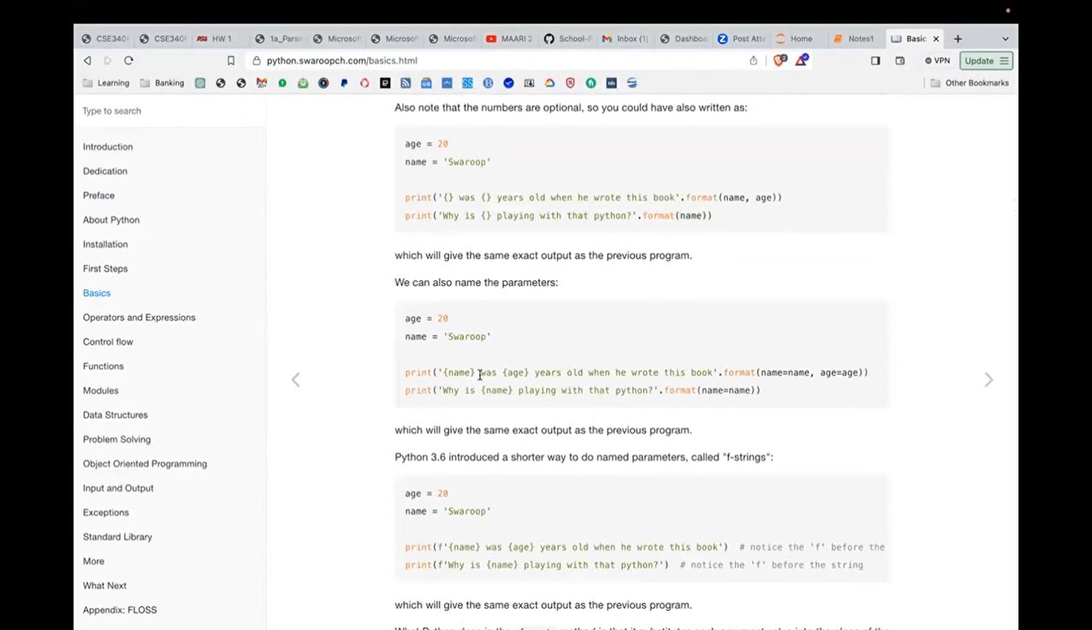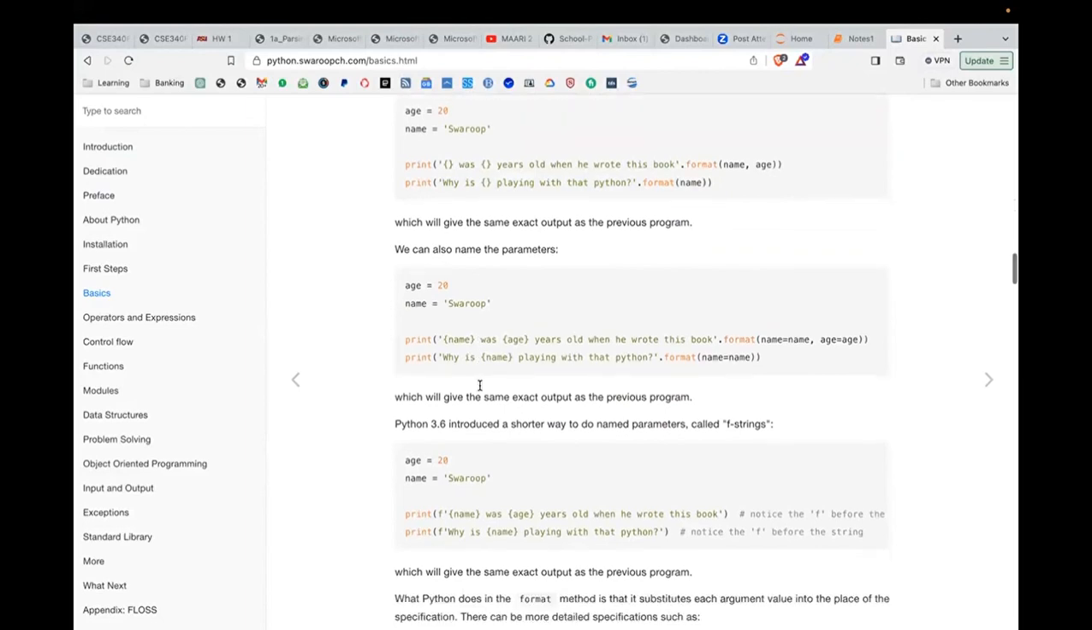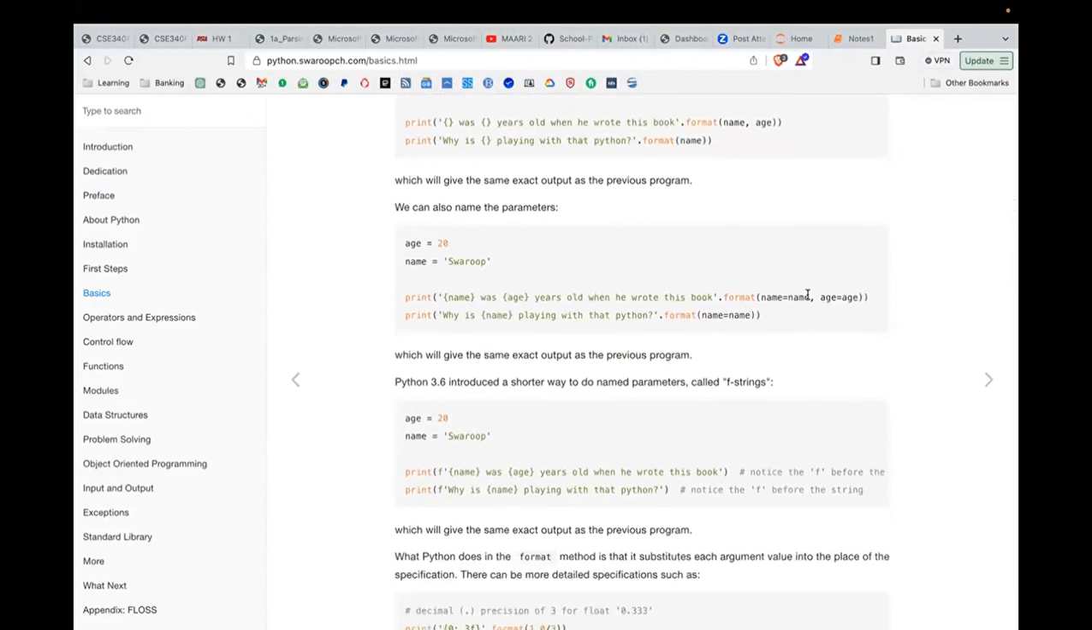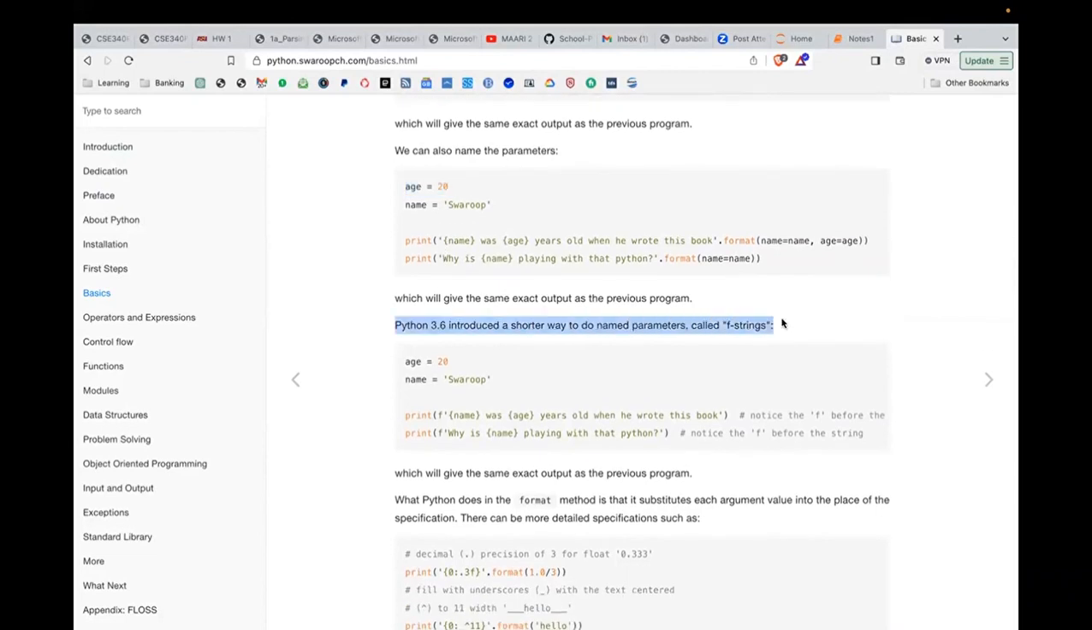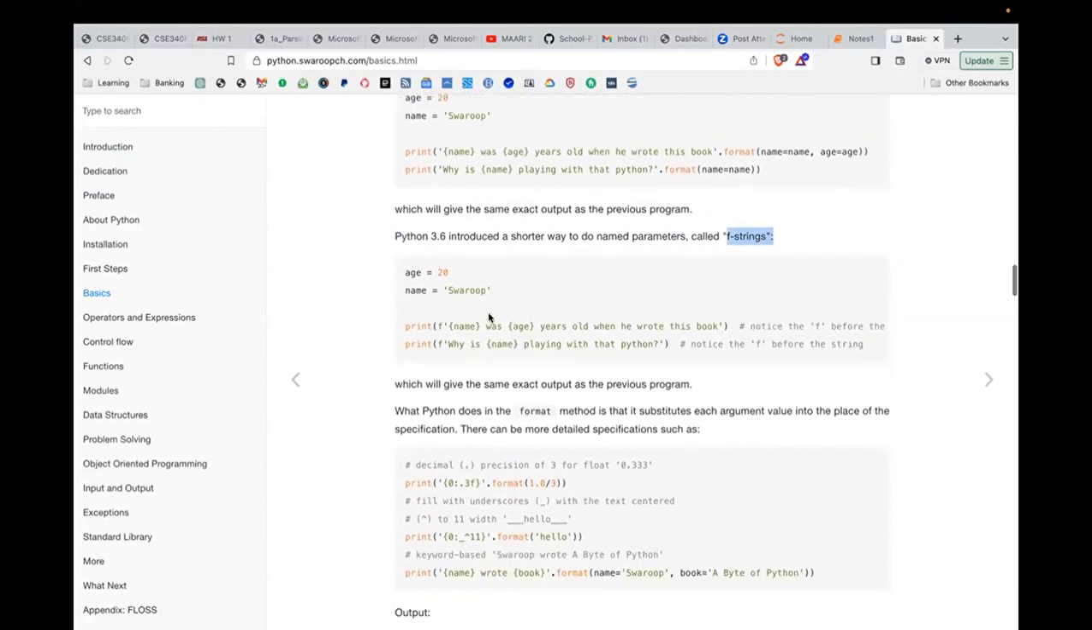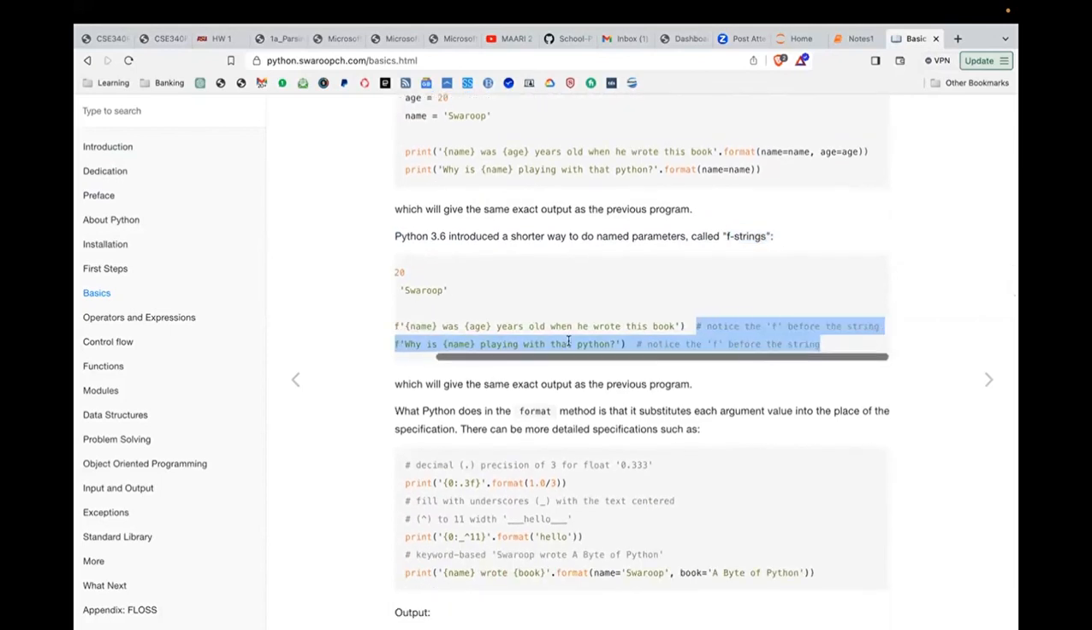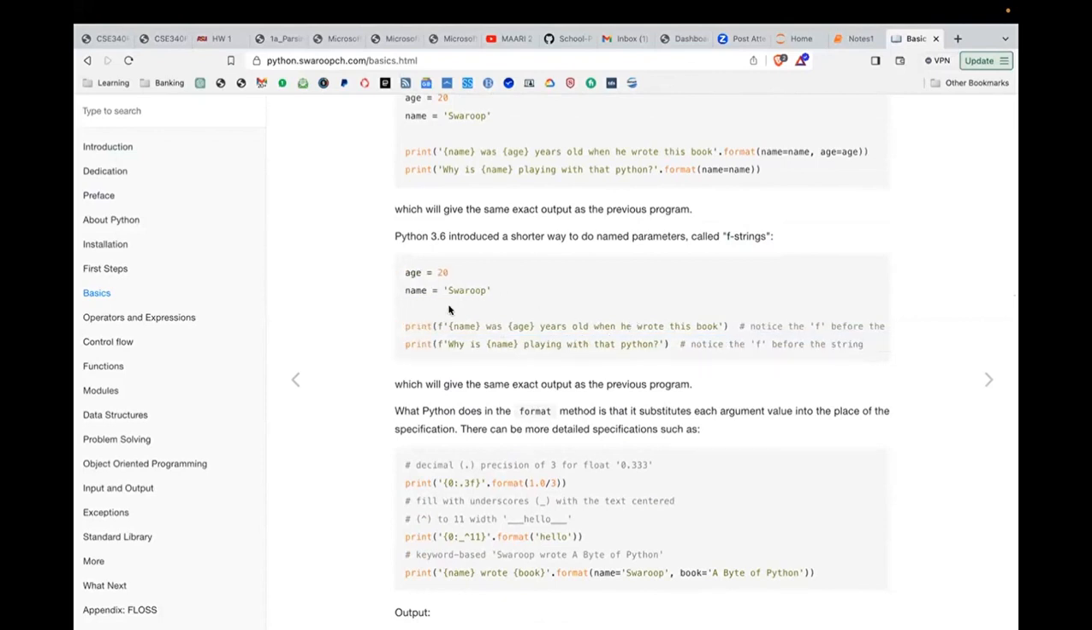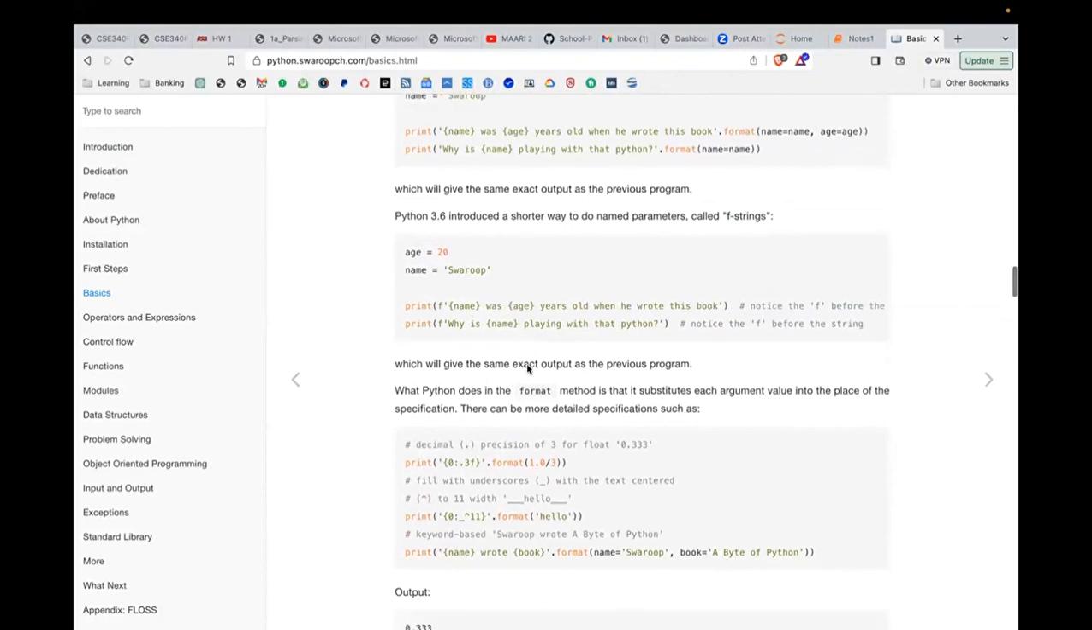They were also using this kind of thing, a dot format with the variable declaration here, and passing it. This was all complex and doesn't make sense. But after Python 3.6, they introduced F strings, which is nothing but passing the variable directly. So they removed the dot format. It was quite easy. Programmers' life became easier after that. So this was just showing this particular syntax.